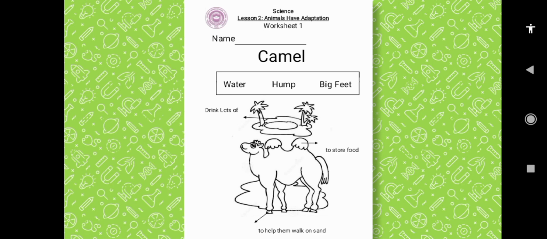The water pond. The camel drinks lots of water. Correct. What does the second arrow point at? The camel hump to store food. Correct. What does the third arrow point at? The big feet to help the camel walk on sand. Correct.